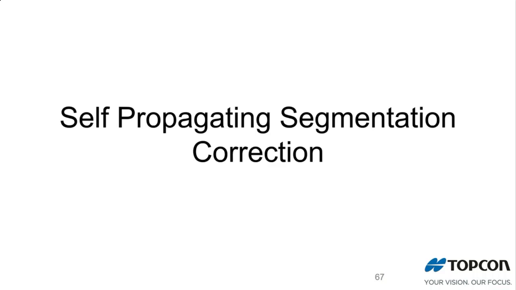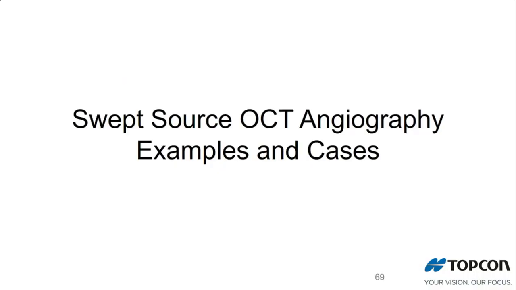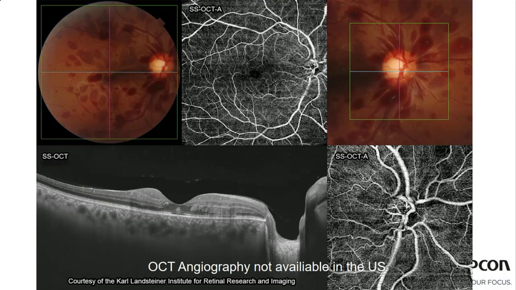We also created the self-propagating segmentation correction, so that if I redraw this line, because it had a big problem with this SHREM finding the right area, if I redraw it, it self-propagates over 16 frames, making it a lot faster to correct a lesion. So let's look at some examples.